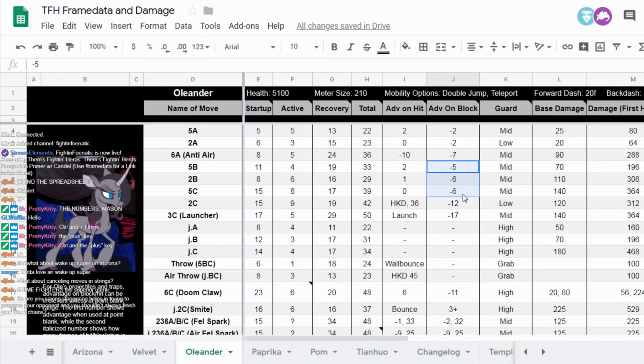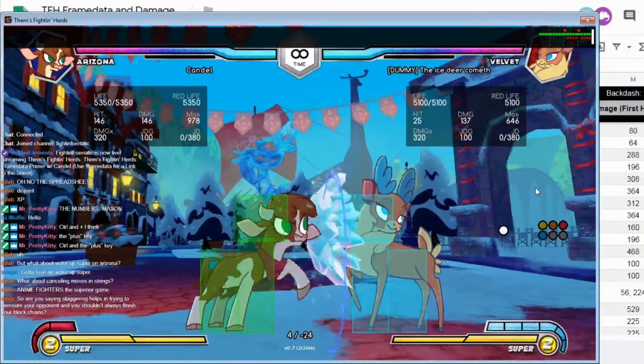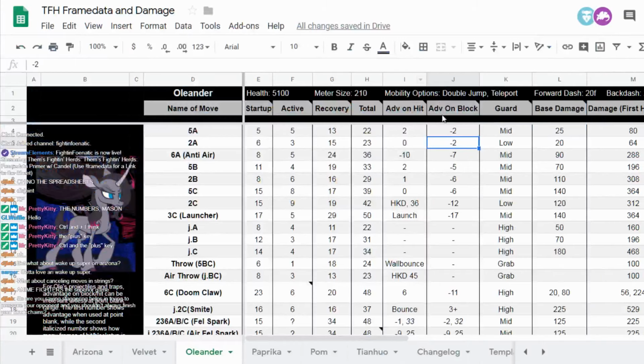It's gonna be risky to go for stagger pressure with these normals, but sometimes it'll be necessary. If you always stop after 2 5As or 2 2As, because you can't cancel them more than twice in a row, you always reset after the second one, then you're always gonna get challenged. But if you sometimes cancel into this, it's a weird situation where you have to sometimes do the more unsafe thing to make them respect the more safe thing. That's the fundamentals of pressure in a game like this.